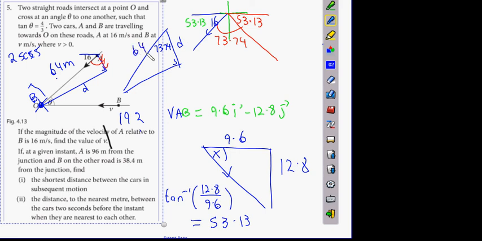You want to find out the opposite. It's opposite over hypotenuse. So sine 73.74 equals D over 64. Multiply 64 by sine 73.74, and what do we get? What's D?